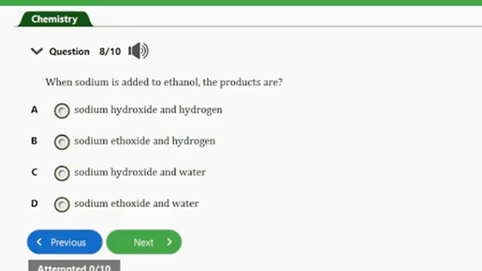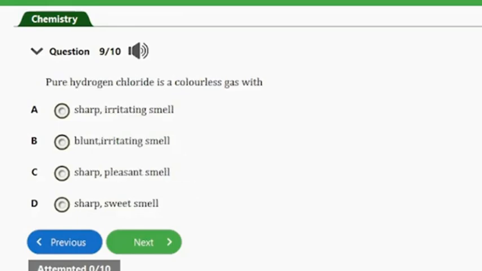When sodium is added to ethanol, the products are sodium ethoxide and hydrogen. This is actually a type of reaction known as acid-base reaction, where ethanol, which is the acid, reacts with sodium, which is the base in this. So this will produce sodium ethoxide and hydrogen gas. So let's consider the next question.